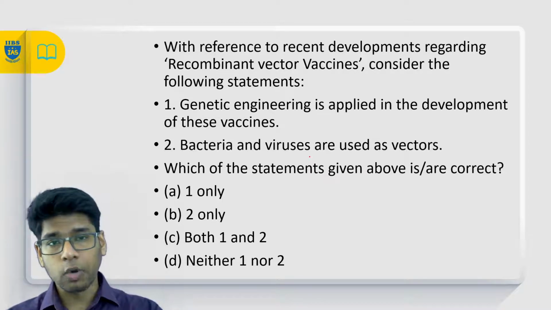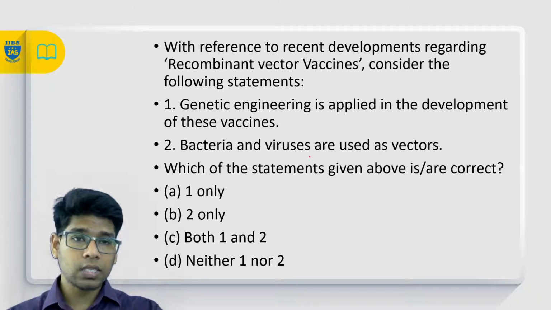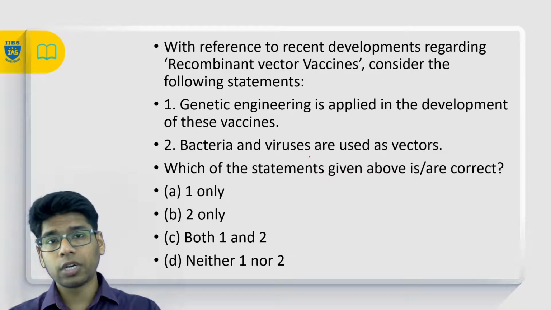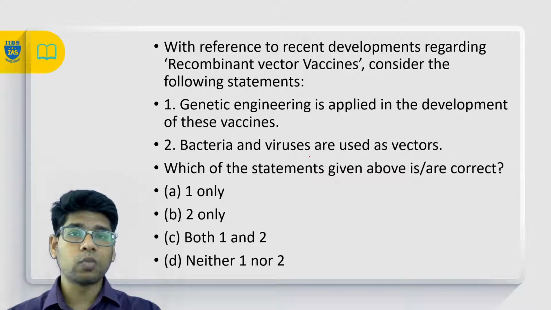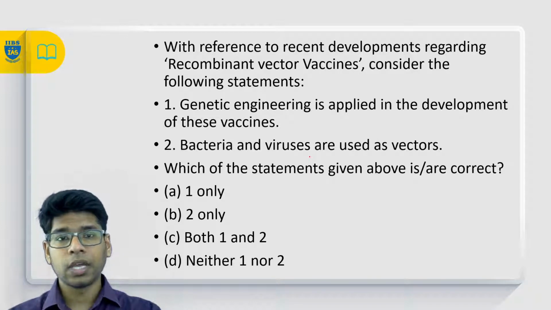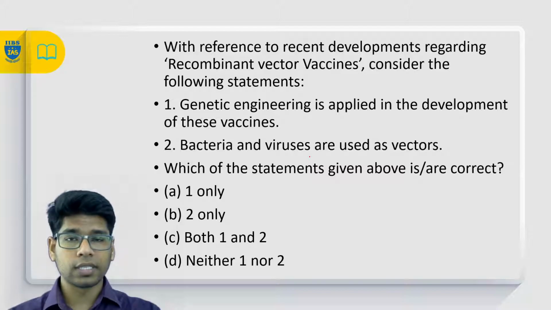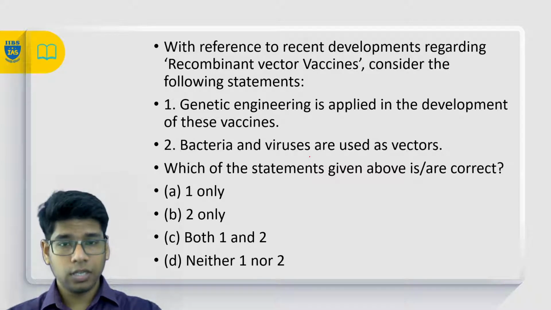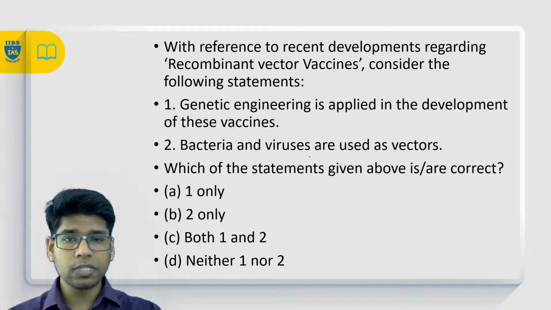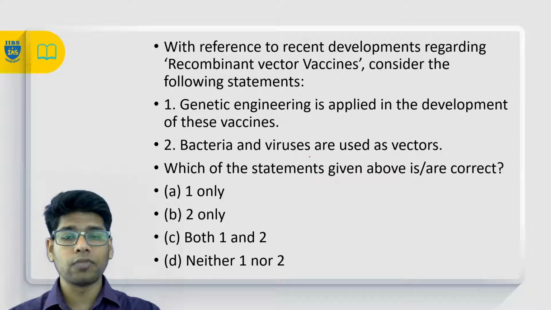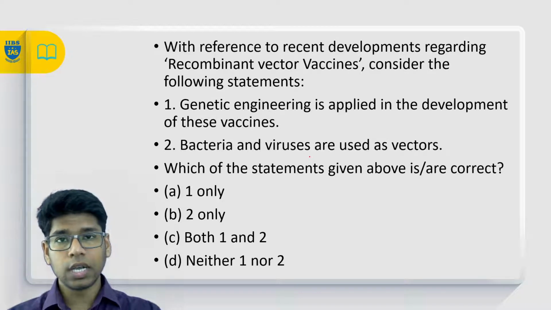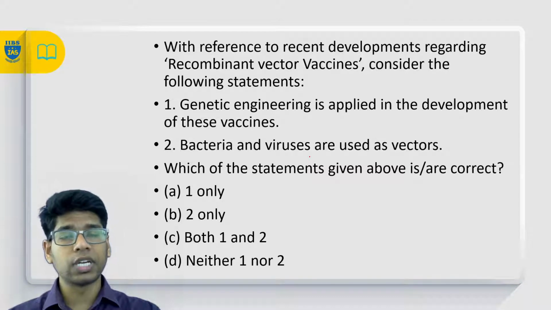In this, we are talking about recombinant vector vaccines. Here, vector is also an important term. The vector is something which carries the vaccine. Coming back to the statements, genetic engineering is applied in the development of these vaccines. Bacteria and viruses are used as vectors. Yes, definitely, for recombination purposes we use genetic engineering tools for the development of these vaccines. Yes, the statement is absolutely true.